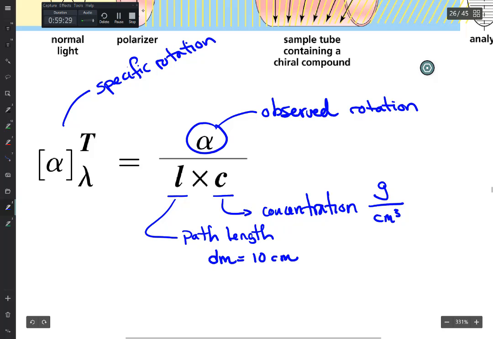It's very much like the specific heat equation, right? If this was Q and this was specific heat, and that was mass and change in temperature, that kind of thing. It's the same, that's why we call it specific. It's the amount of rotation you get for the path length and the concentration.